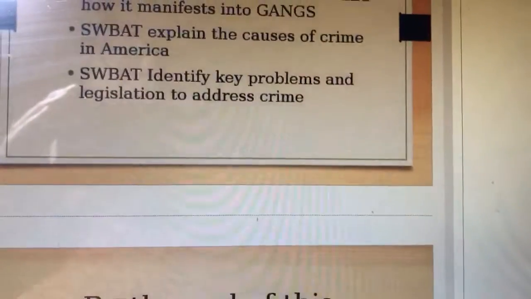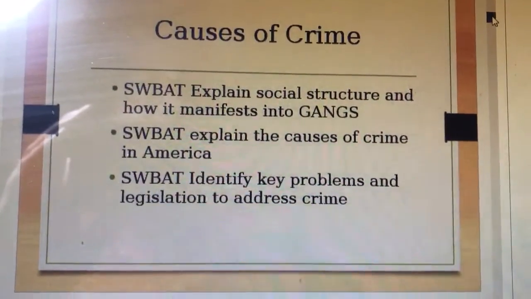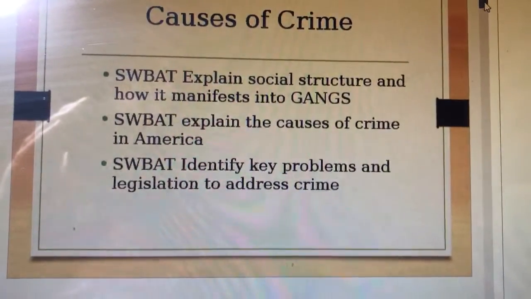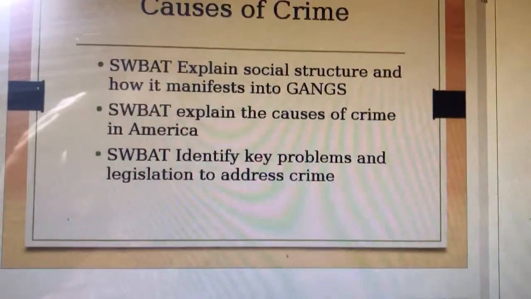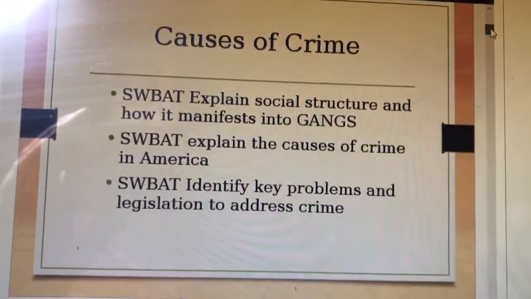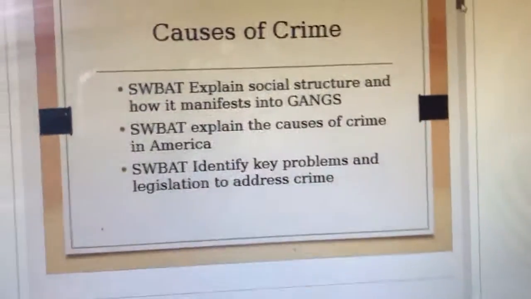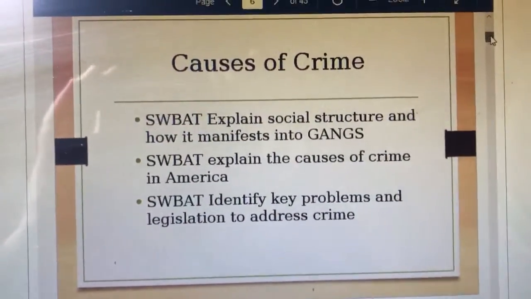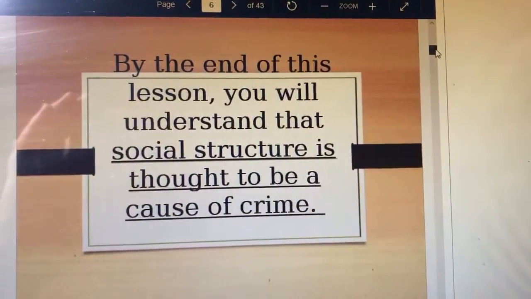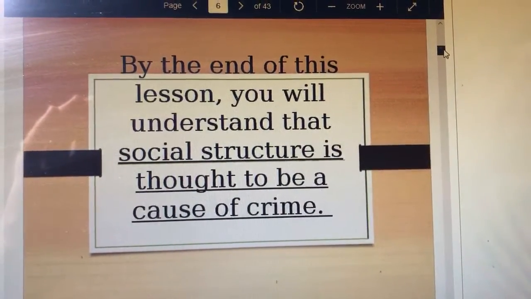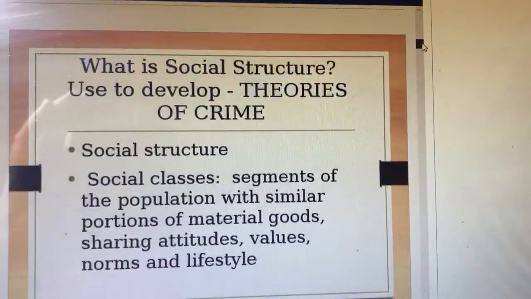Okay, so the first thing I wanted you to think about was that crime is really caused by social structure, according to many sociologists. The way we set up society makes it inevitable that some people will commit crimes. And that's why no matter what you do, you're never going to get rid of crime. So by the end of the lesson, hopefully you'll understand that social structure is thought to be a cause of crime. So what the heck is social structure?